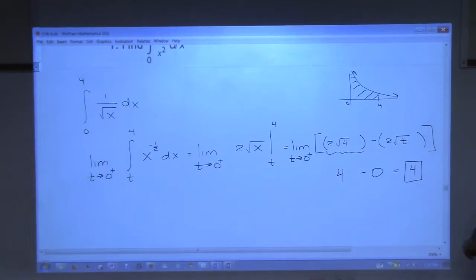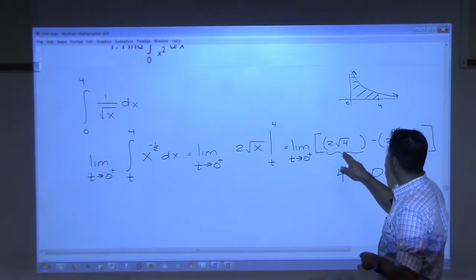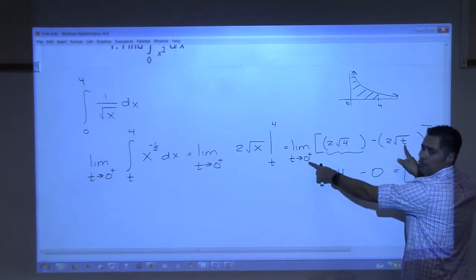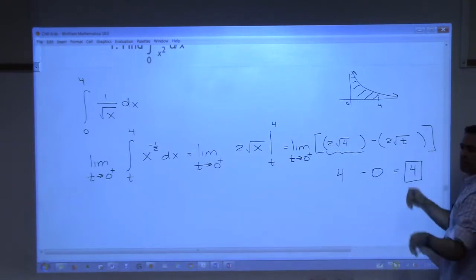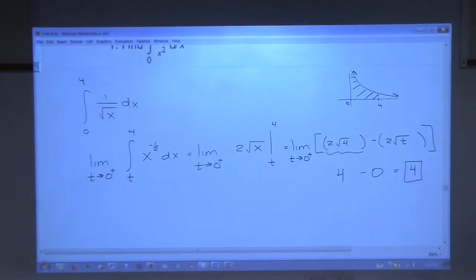Yes? What did you say, 2 radical t is equal to 0? Because I'm taking the limit as t goes to 0, so I'm just replacing t with 0, and that's all gone. Yes? Just real quick. So in this one, you replace t with 0 and you let it be 0. In the other ones, you replace t with 0 and you let that be infinity or negative infinity. I didn't let it be negative infinity or infinity when I replaced t, that's what that expression was doing.